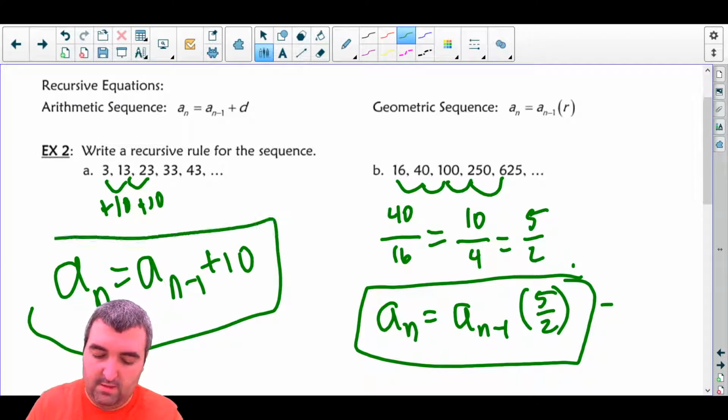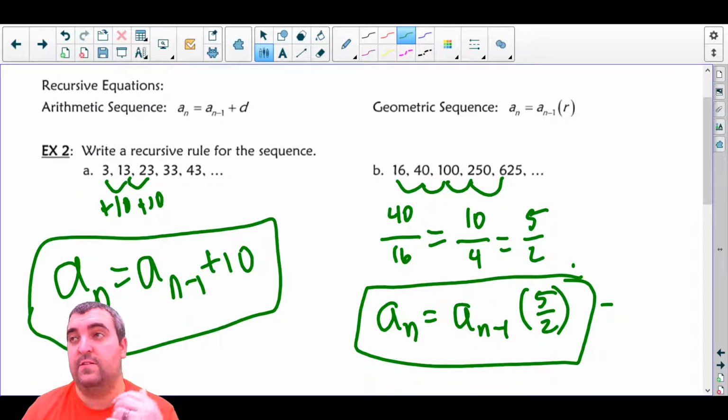Okay. So recursive, when you're writing an arithmetic or geometric sequence, it's kind of how you would expect, how you think about that sequence. You're adding 4 every time. You're adding 4 to the previous term is what it really is. Geometric, you're multiplying every time, so you're multiplying by the previous term every time.